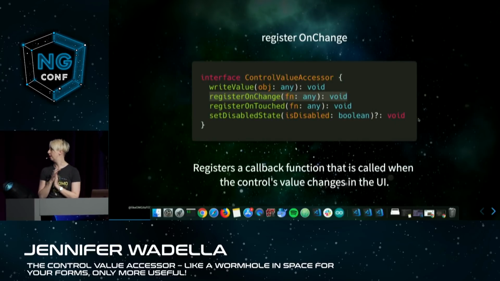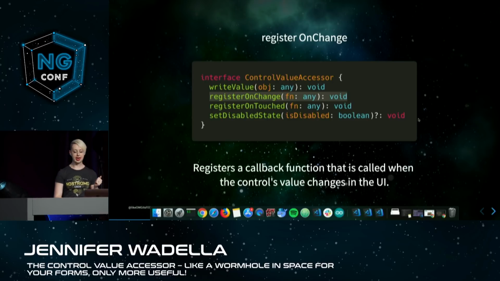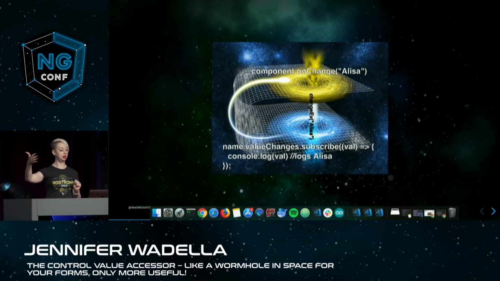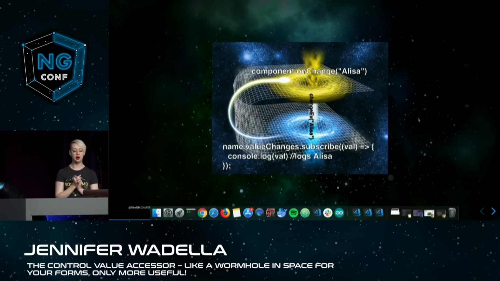The next method we need to care about is register on change. And so this is something that we need to control to let our parent form know that our form control value has changed. So if we've already implemented and the user makes some sort of selection, they change the name from, let's say, Jennifer to Elisa, we want to be able to communicate that to our parent form. And so that's going to look like this, where we've got our component. We've fired this onChange event with some sort of new value. The Control Value Accessor, our wormhole, is getting that value. And then, for instance, if we are subscribing to value changes on that form control name, we are going to get that new value of Elisa. So that's how we're starting to pass the information back and forth.